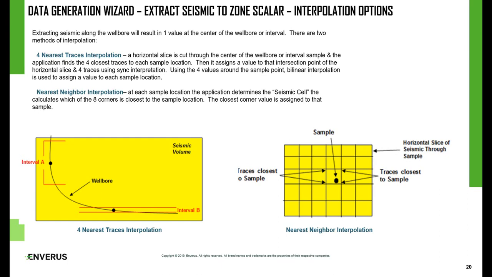A horizon slice is cut through the center of the wellbore or sample interval, and the application finds the 4 closest traces to each sample location. Then it assigns a value to that intersection point of the horizontal slice and 4 traces using sync interpolation. Using the 4 values around the sample point, bilinear interpolation is used to assign a value to each sample location.